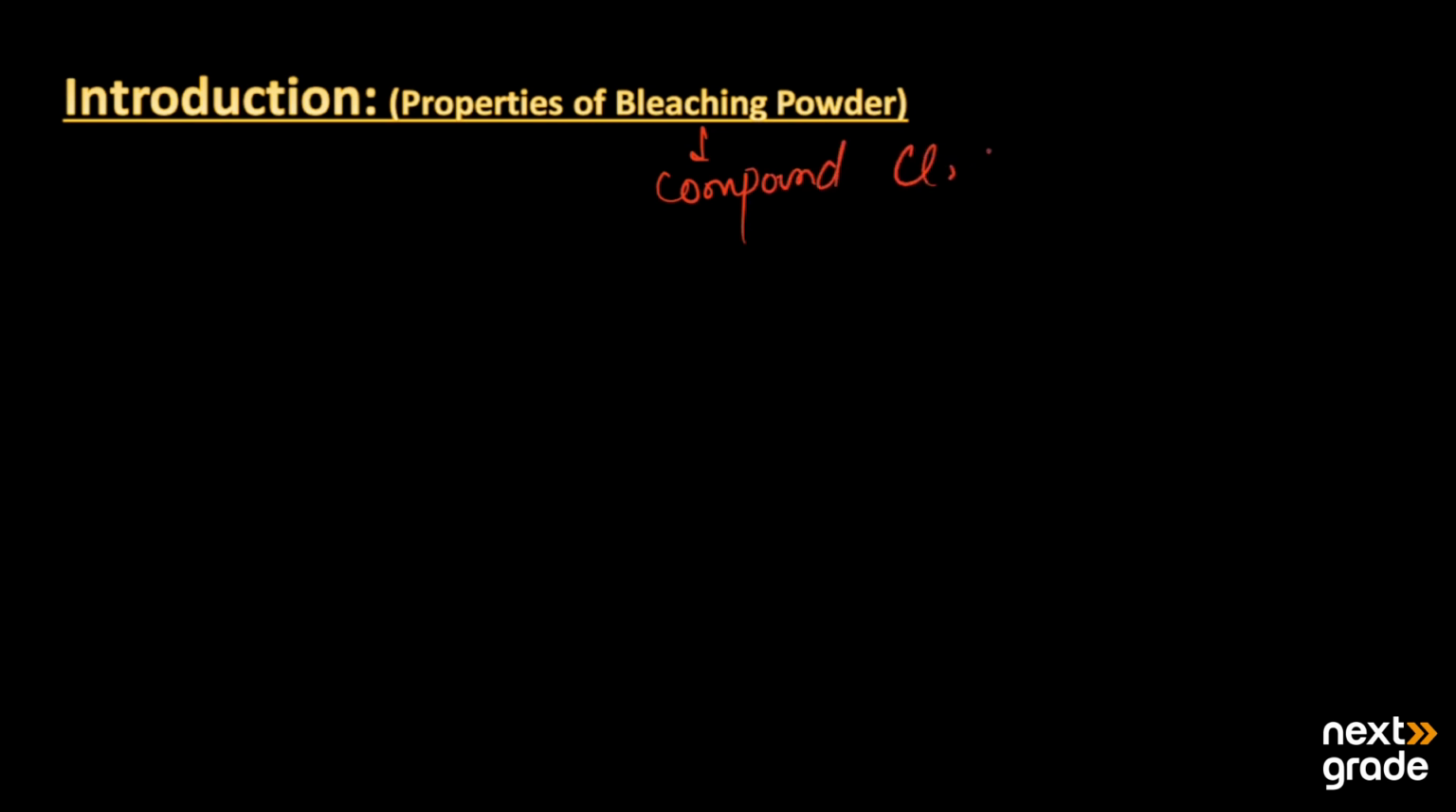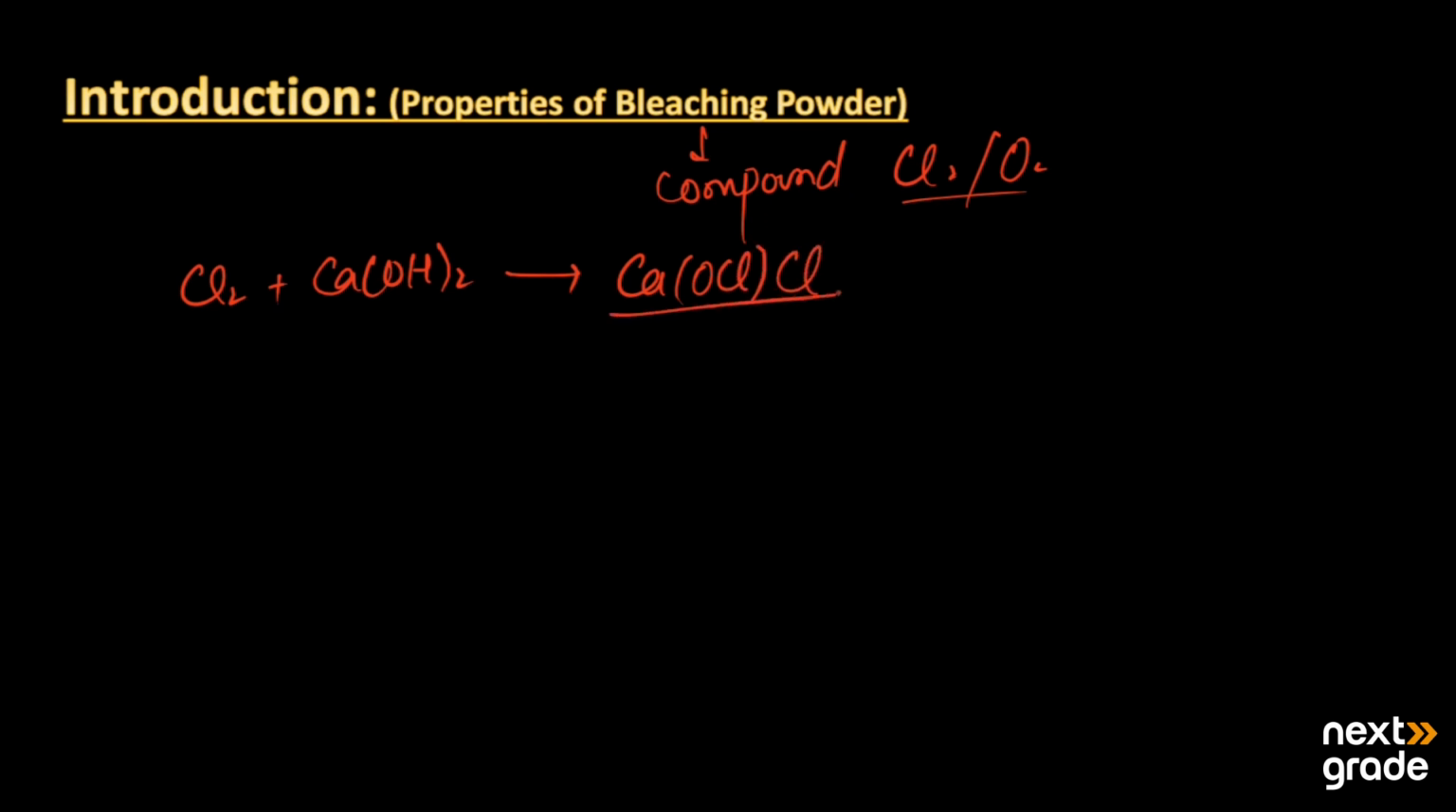of chlorine and oxygen, and it is prepared by a simple method in which chlorine comes in contact with calcium hydroxide, which is called slaked lime, and it forms bleaching powder, which is CaOCl2. This is the simple formula for bleaching powder.